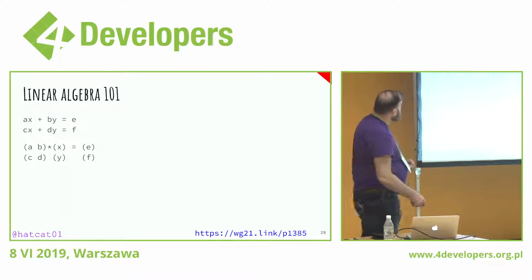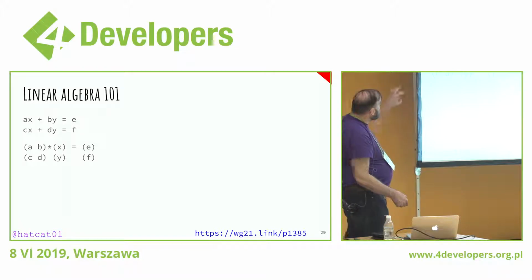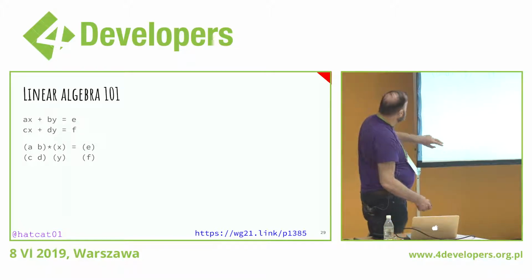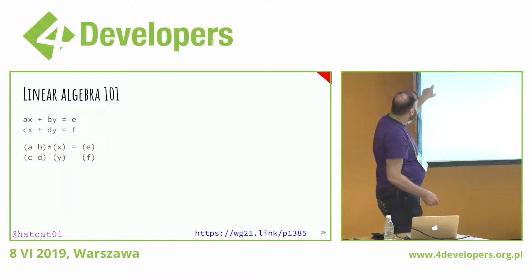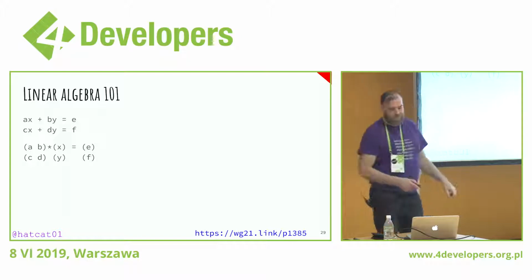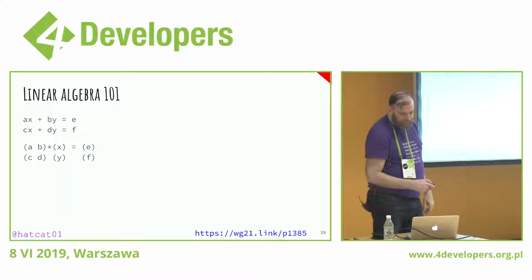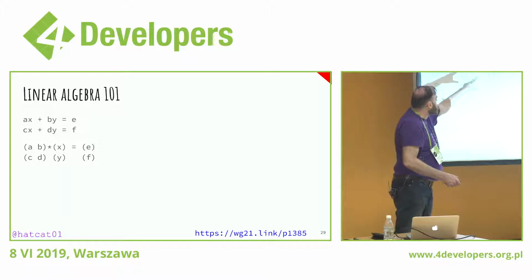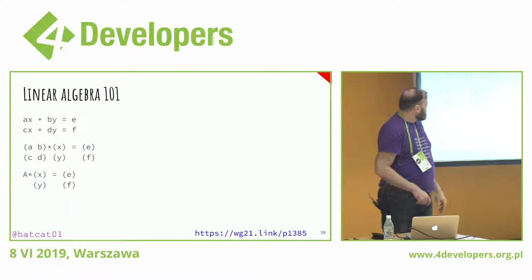So we can write this as the matrix ABCD times XY equals EF. We can see why this works. ABXY will give you AX plus BY. So we can see the important differentiation between row and column vector here. We have two column vectors there. So we can write it like this.